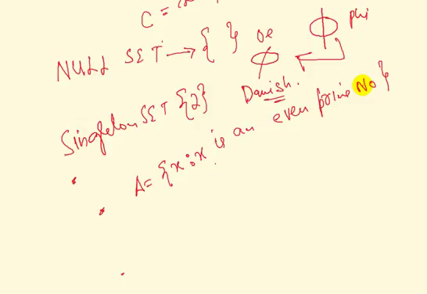And all prime numbers are odd except 2. 2 is the only even prime number. So what is the roster form of it? What is the roster form of this? Only 2. 2 is the only even prime number. Right? So this is a singleton set. It's a perfect example of a singleton set.